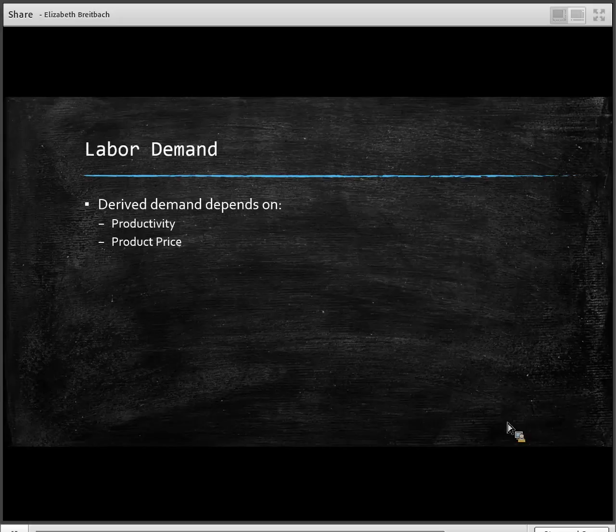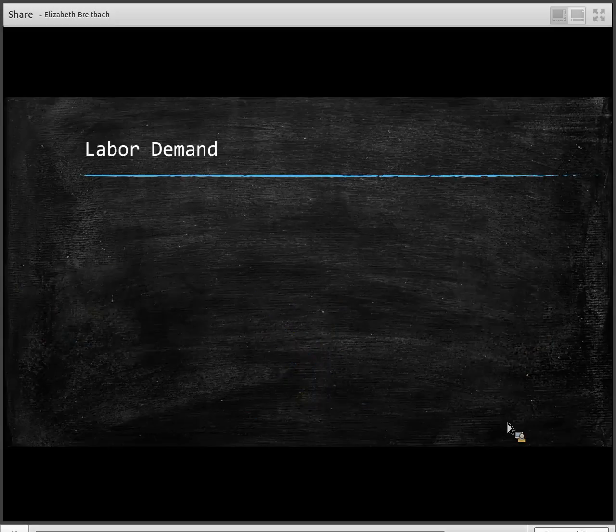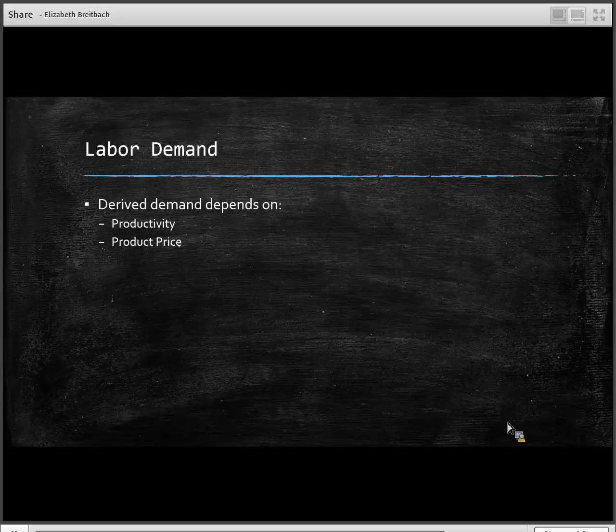And also the product price. And again, when we look at our example here, we see that the increase in demand drove up the equilibrium price, and that's going to encourage sellers to supply more. As they supply more, they need more workers to produce it. And so the demand for labor is not only going to depend on how productive our workers can be, but also the product price. It's going to be derived from that product market.